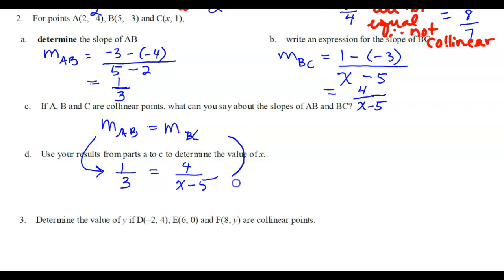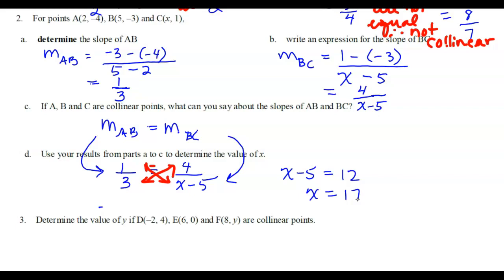Okay, so now we have to determine the value of x. So you can use the cross product property. If you've ever talked about solving a proportion like this, you cross multiply or cross product, so that you can only do it when it's a fraction on each side. So you've done this back in junior high. So that's going to be 1 times x minus 5, which is x minus 5. 3 times 4 is 12. So x is 17.